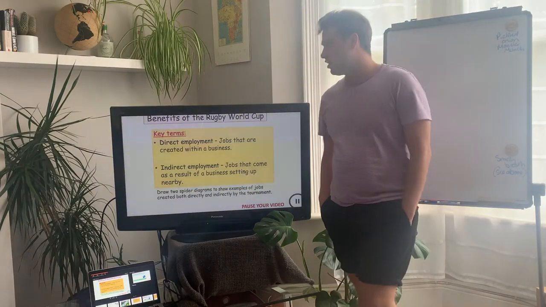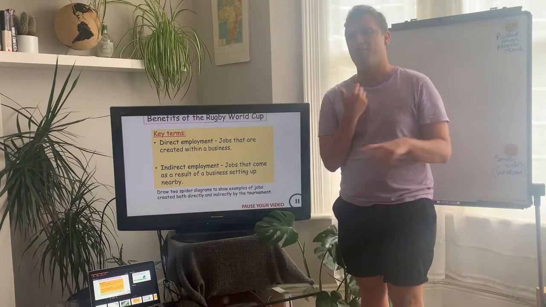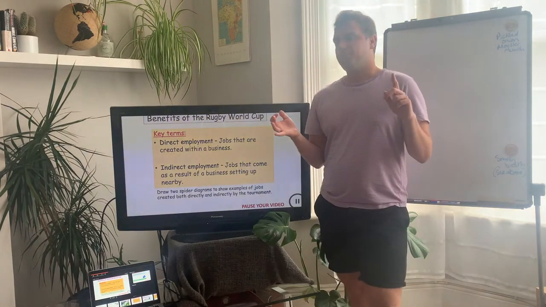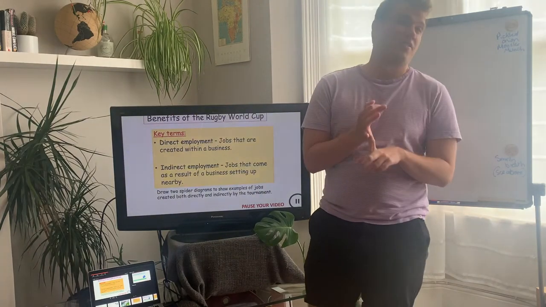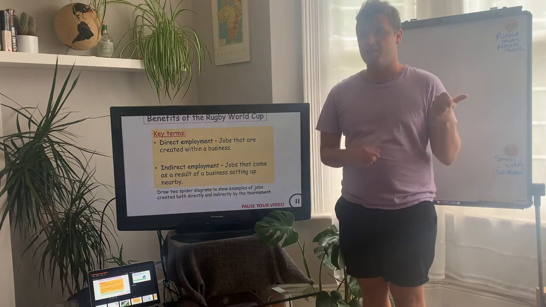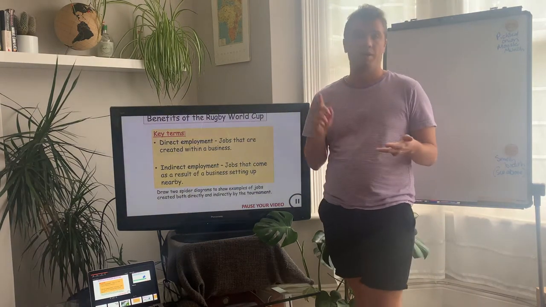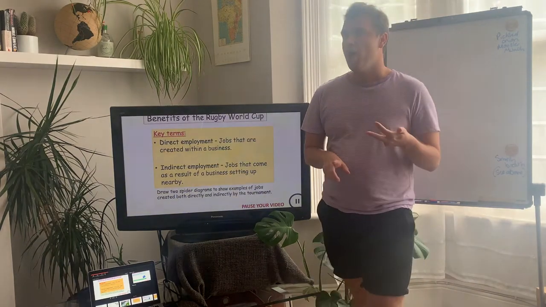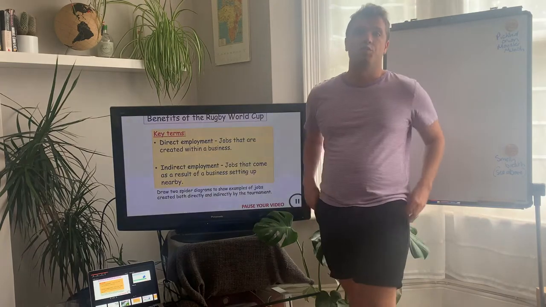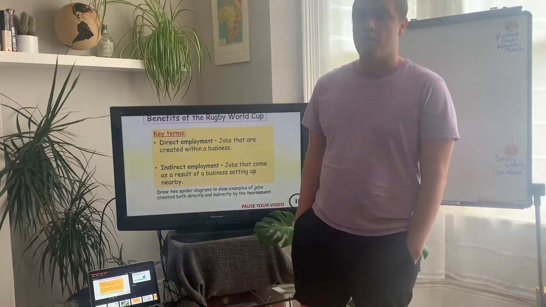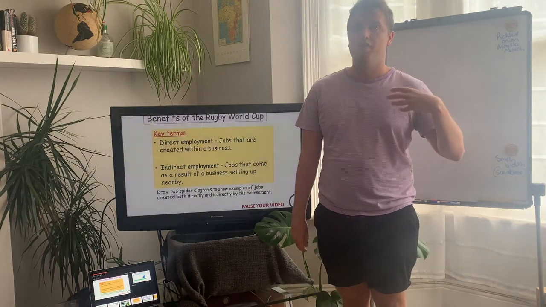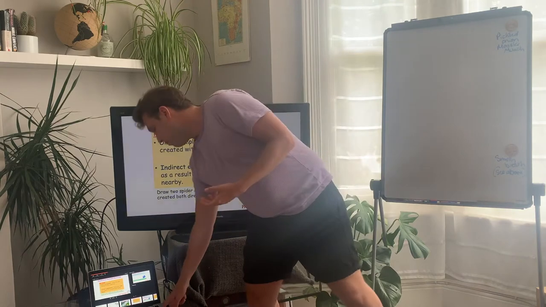Okay, so we could start off, as I say, with direct employment. You could have referees, you could have linesmen, cleaners, newsreaders, people who work in the stadium, food vendors. In terms of indirect employment, we've also got, as I said, barmen and bus drivers, but we've also got people who have their own businesses like cafe workers, hotel staff, restaurant staff. All of these kind of industries would have benefited hugely because of the Rugby World Cup. They would have had more people coming to use their facilities, so they might have taken on extra staff in order to keep these facilities open.